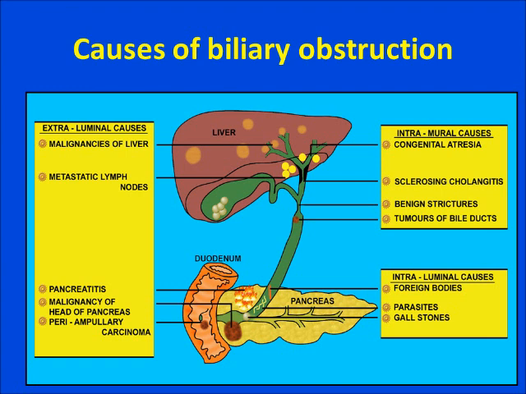They are classified into extraluminal, intraluminal, and intramural. The extraluminal causes are malignancies of the liver, metastatic lymph nodes, pancreatitis, malignancy of head of the pancreas, and periampullary carcinoma. The intraluminal causes are foreign bodies, parasites, and gallstones, which form the commonest cause. The intramural causes are congenital atresia, sclerosing cholangitis, benign strictures, and tumors of bile ducts.